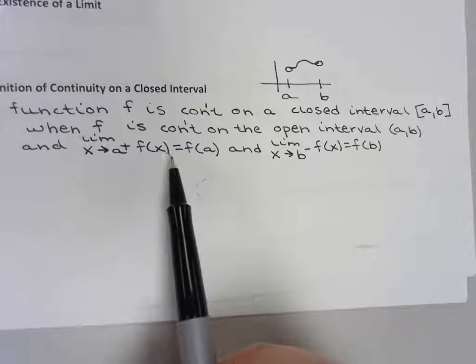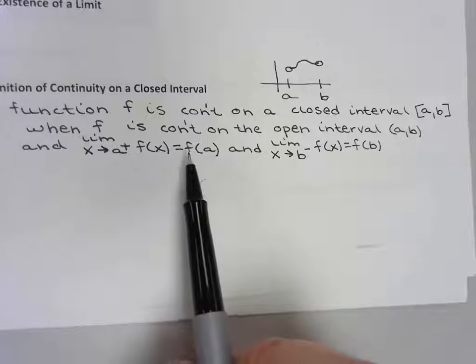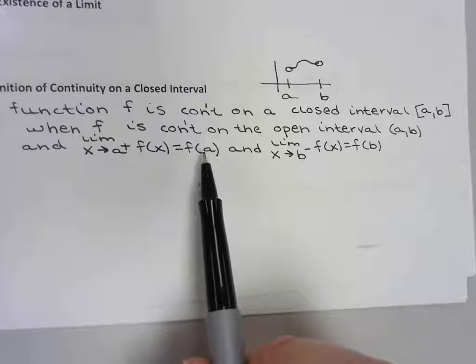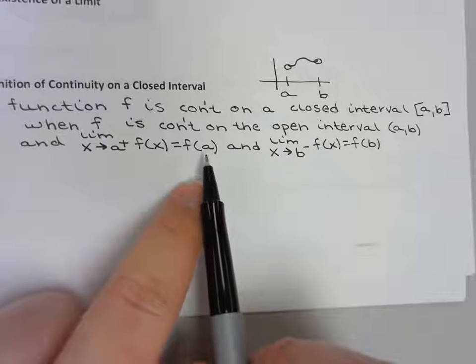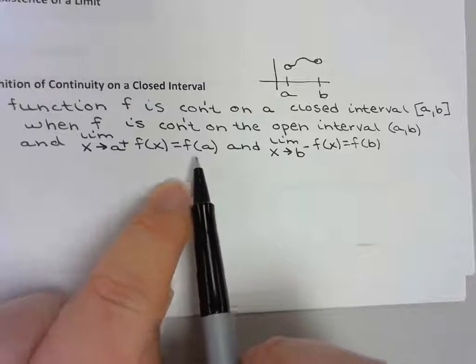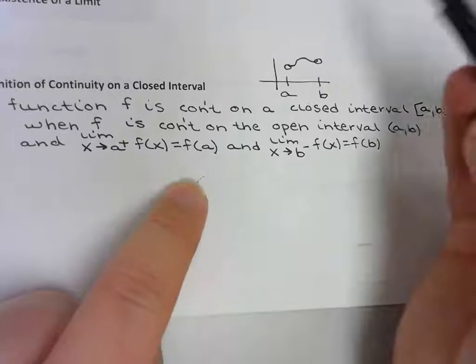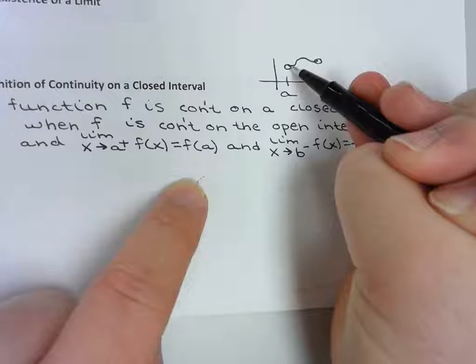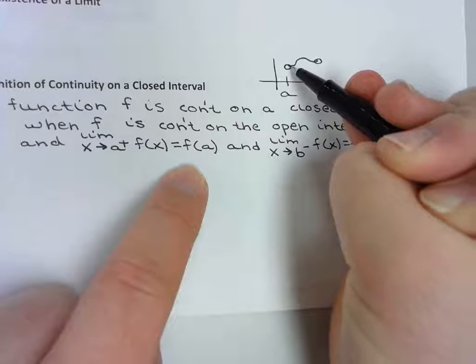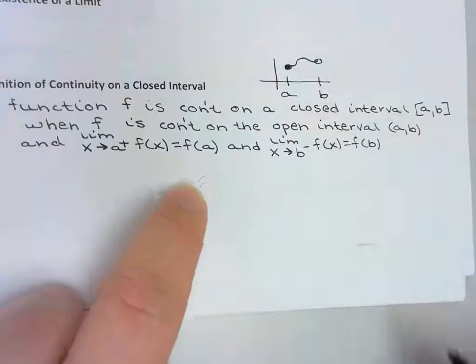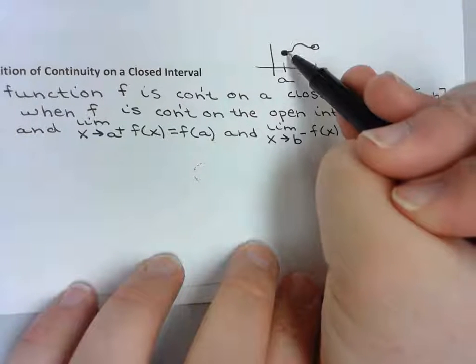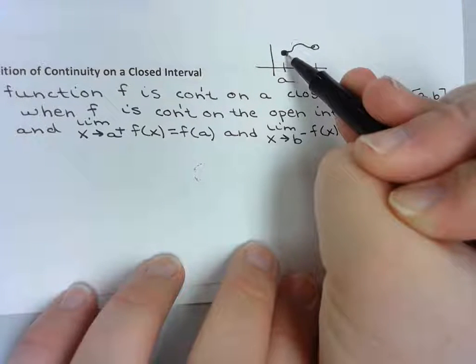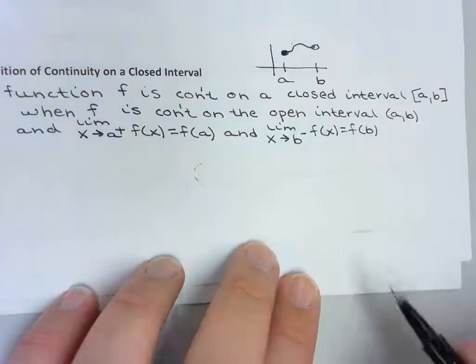If I say a is just an x value, so if I do f of a, that is the y value at a on the function. So what that's saying is the limit from the right has to be equal to the y value if I plug a into the function. It basically means it has to be that filled in circle. So that limit from the right has to be equal to what my point would be if I plugged in a here.